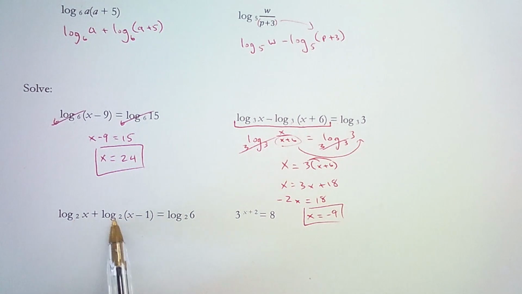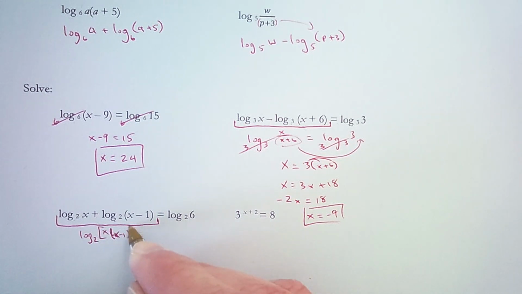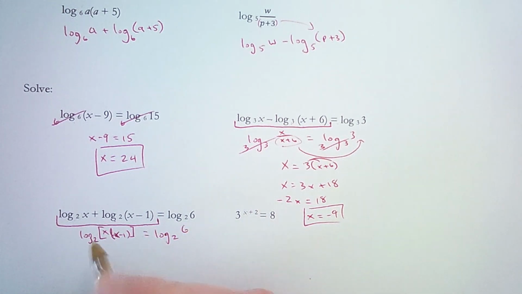Once again, I've got two logarithms on this side, so before I can cancel out any logs, I need to condense. Now these are being added, so that means I'm going to multiply the arguments. Log base 2 of x times x minus 1 equals log base 2 of 6. Now, this base 2 will cancel out the logarithms.